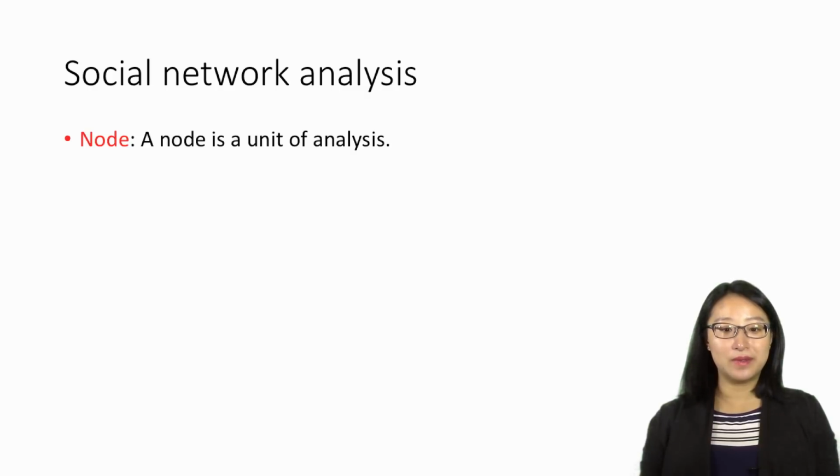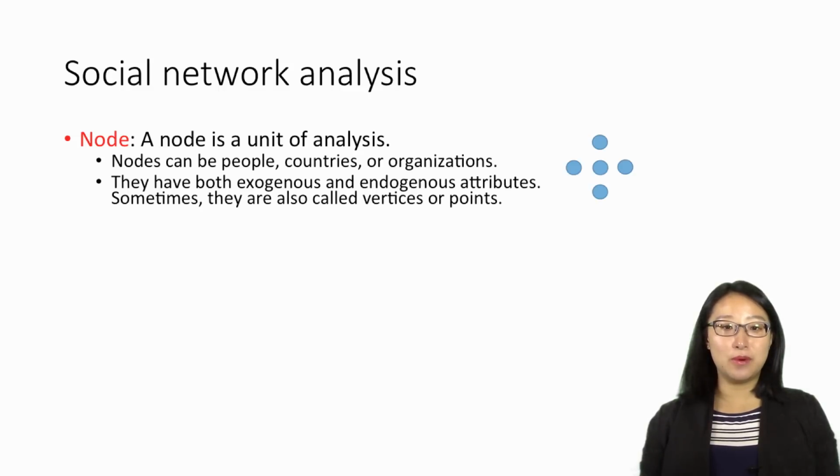First, there are nodes. A node is a unit of analysis. Nodes can be people, countries, or organizations. They have both exogenous and endogenous attributes. Sometimes, nodes are also called vertices or points.